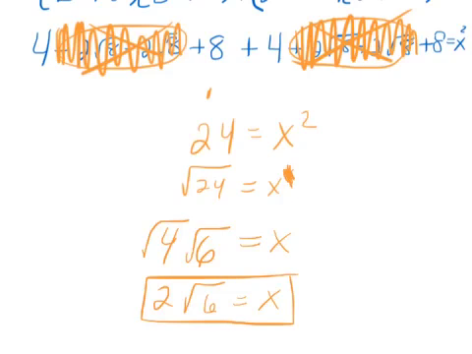Again, 24 can be broken into 12 and 2, 8 and 3, 6 and 4, but the only one that's a perfect square is 6 and 4. And the 4 is the perfect square, reducing to 2. The root 6 carries down. Do we need to break it down? Say again? Do we need to break it down? If the question says find the value of x in simplest form, yeah. When in doubt, break it down.